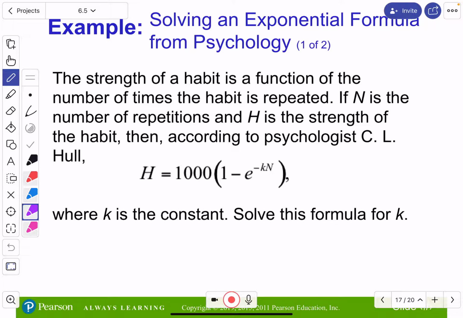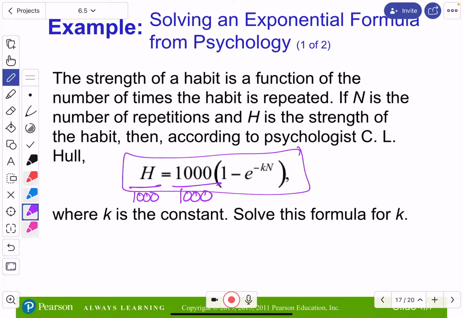All right, let's look at a couple word problems. So the strength of a habit is a function of the number of times the habit is repeated. Blah, blah, blah. Here's the equation. Solve for k. So the first thing we need to do is to divide both sides by 1,000 to get the parentheses alone. So we have h over 1,000 equals 1 minus e to the negative kn.